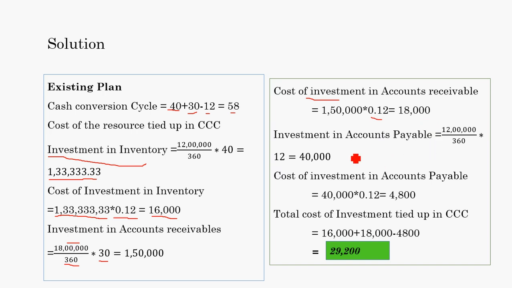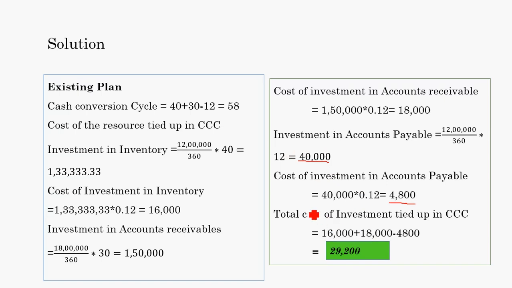Similarly, we are going to look at the investment that is being held up in your accounts payable. Accounts payable is for your purchase, so you take the purchase value of 12 lakhs, divide that by 360, into the number of days of payable, which is 12, which is equal to 40,000 rupees. So the investment in your accounts payable is 40,000 rupees, and the cost of that investment is 40,000 into 12%, which is 4,800.